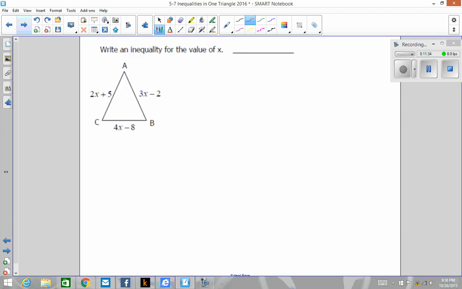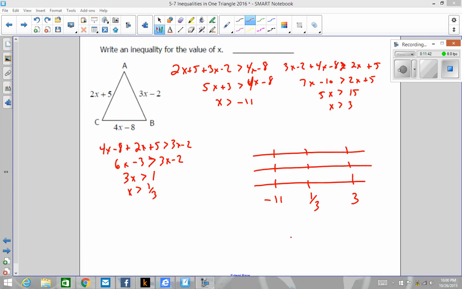All right, so let's look at this problem. This is a difficult problem. I'm going to pause the video myself, and I'm going to do some work, and then I'm going to explain through it. All right, so let's look at the work for this problem. What I had to do was say two sides added must be greater than the third side, and I had to do it three different ways. So I did this three different ways, 1, 2, and 3. And once you solve each one of these equations, you get three different values for x.